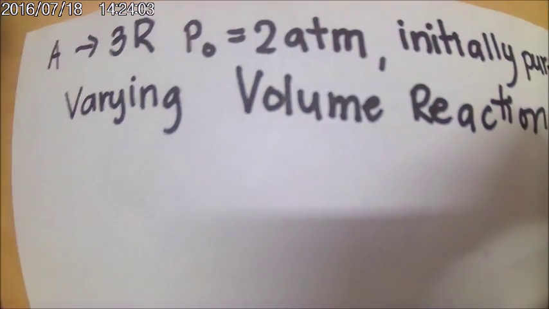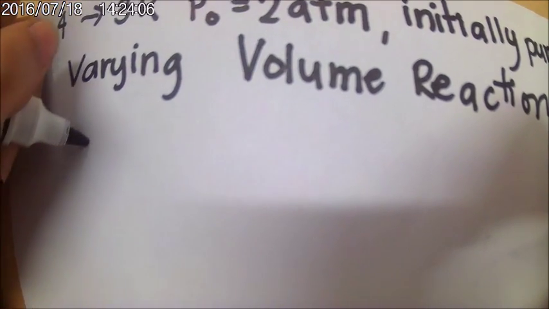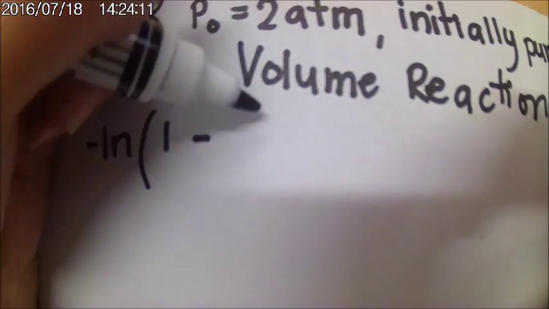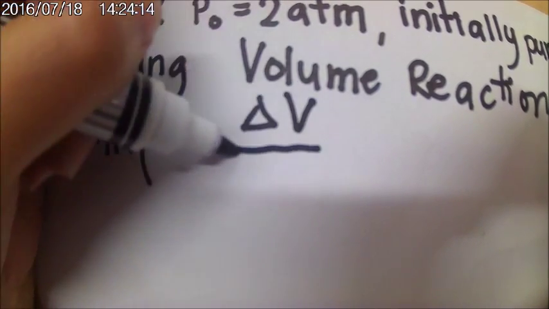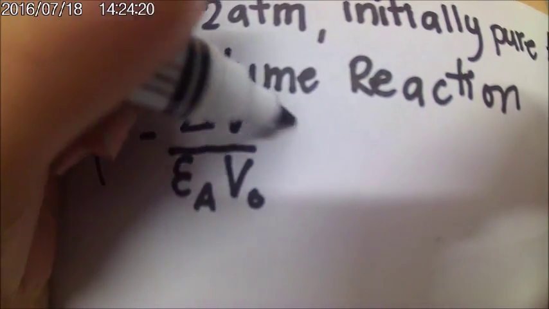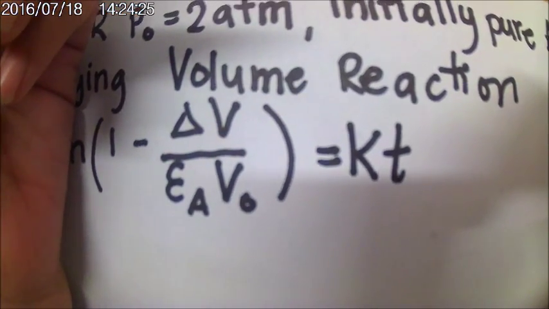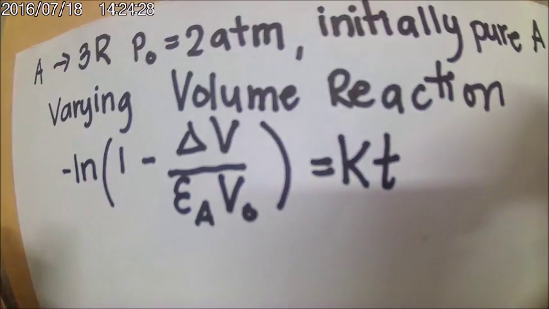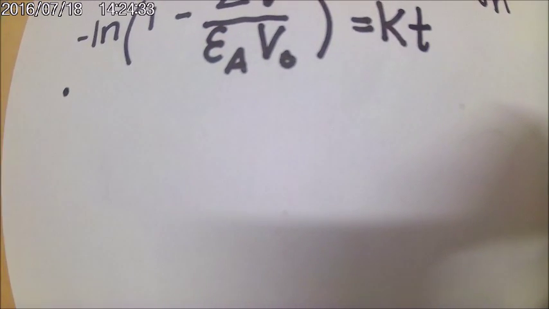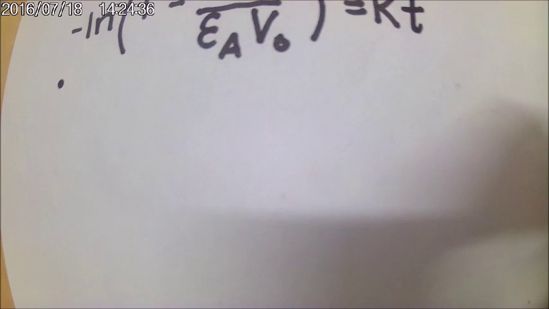So the equation for the varying volume reaction is negative ln of 1 minus delta V over epsilon A V naught is equal to kT. So, how is this formula derived? This is from the rate equation of RA.